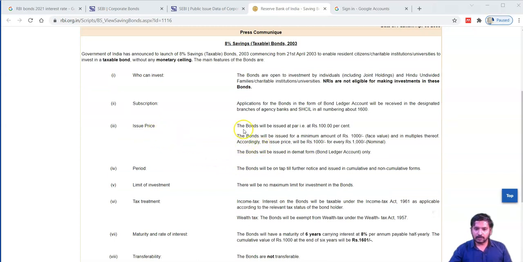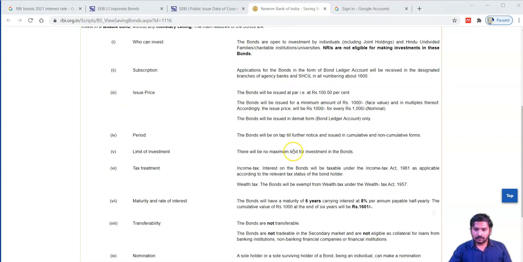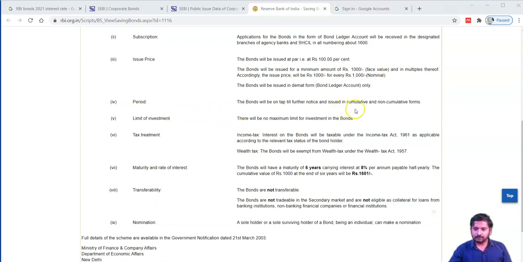In this we have the issue price. The bond will be issued at par, that is 100%. Here they have given the face value of the bond, which is 1000, your initial value of the bond. Then we have the period. They have given that it could be issued in cumulative and non-cumulative forms. I'll help you out in breaking down the terms cumulative and non-cumulative forms in the upcoming lectures.